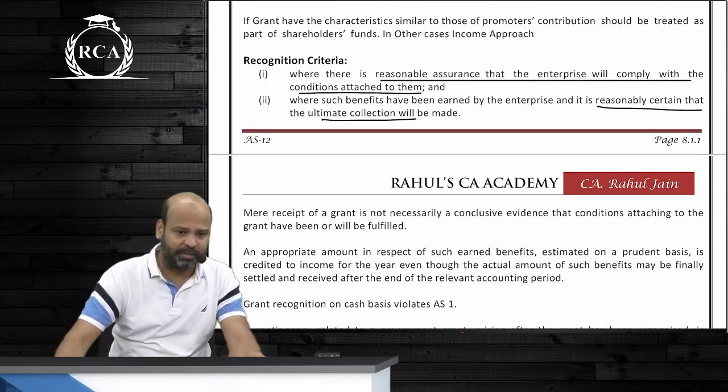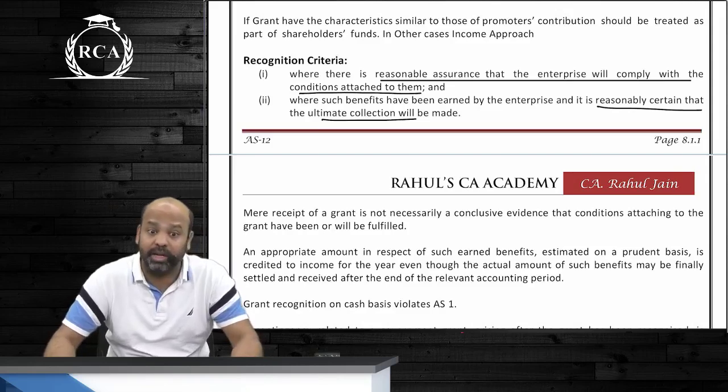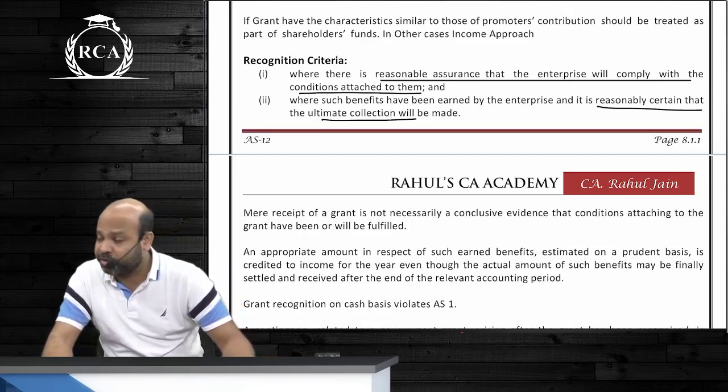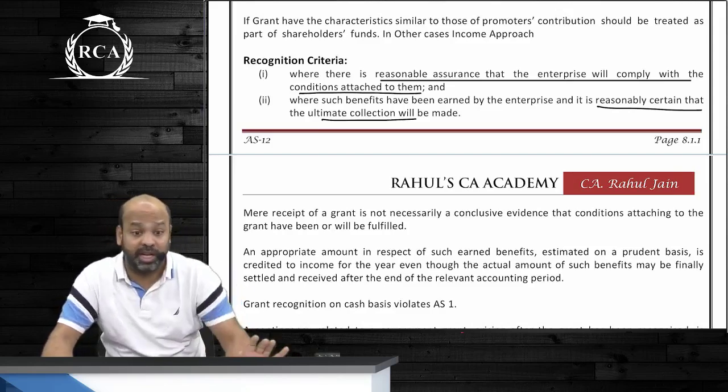Now, having said that, beta, if you are recognizing grant only when it is being received as such, guys, you're again violating accrual concept as per AS1, not allowed. Also, just because you've received a grant, that does not mean recognition criteria is met.